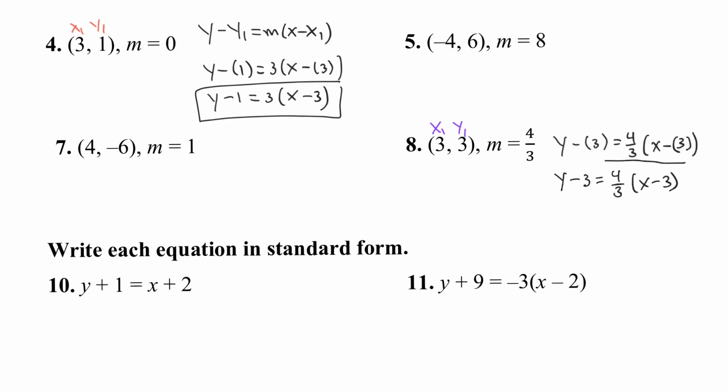Now this is my point slope form because you guys have the x1, y1 right here, and you guys have the slope. You guys do not have to distribute because that's it. The point slope form is when you guys have the slope outside of the parentheses and the x1 over here and the y1 over here.